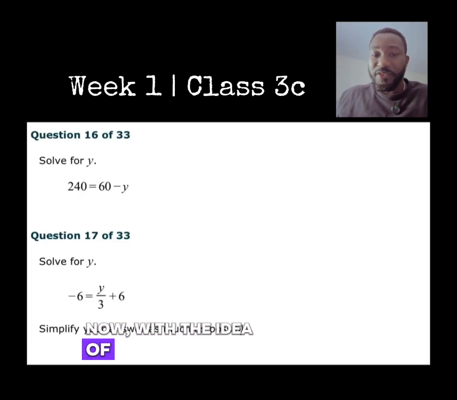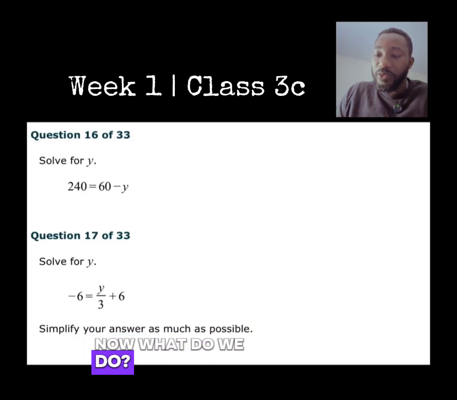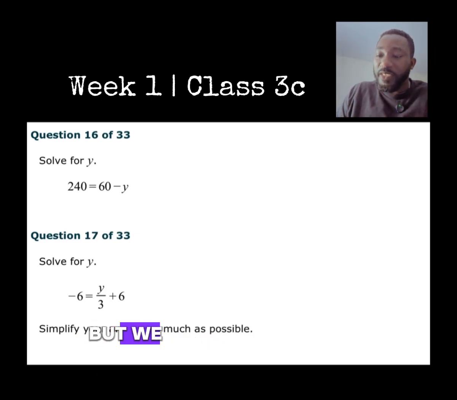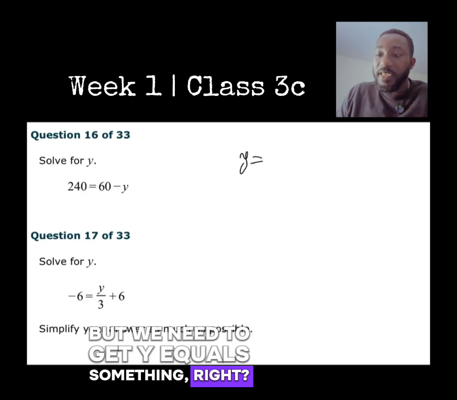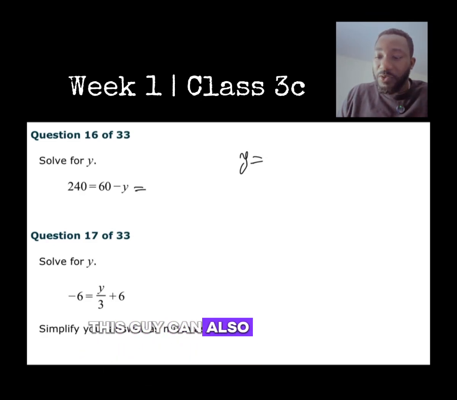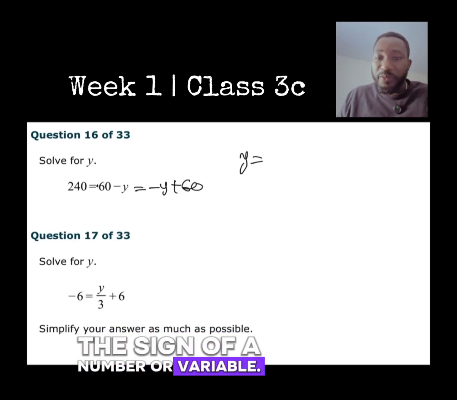Now with the idea of checking for a solution, we're asked to solve for y. Remember, we have 60 negative y, but we need to get y equals something. So if you check this, the first thing we can remove is this, which can also be written as negative y plus 60. The sign on the left-hand side is the sign of a number or variable.